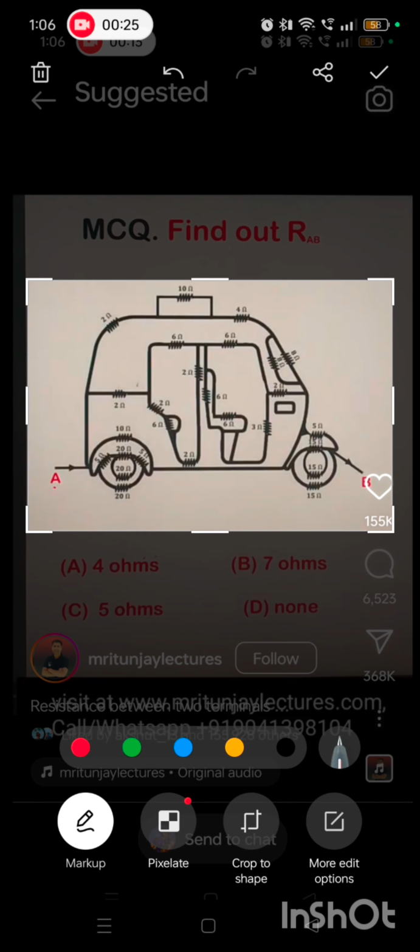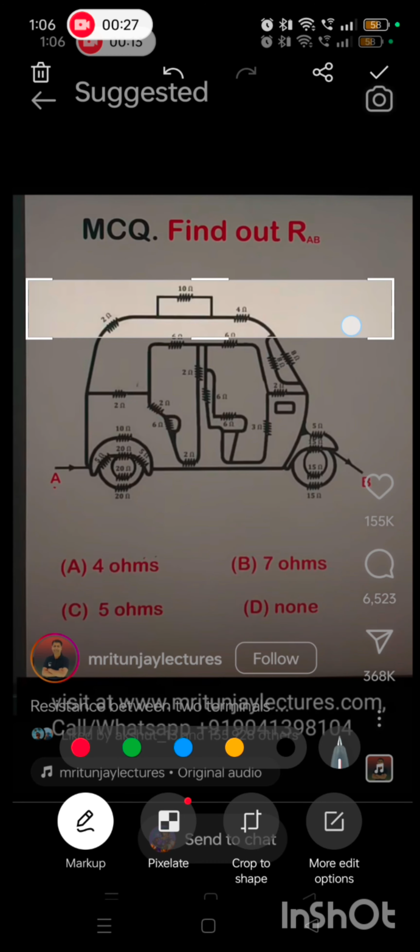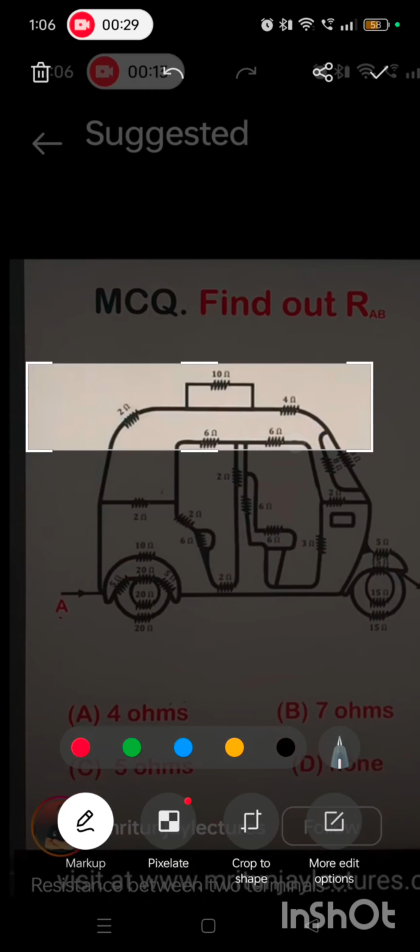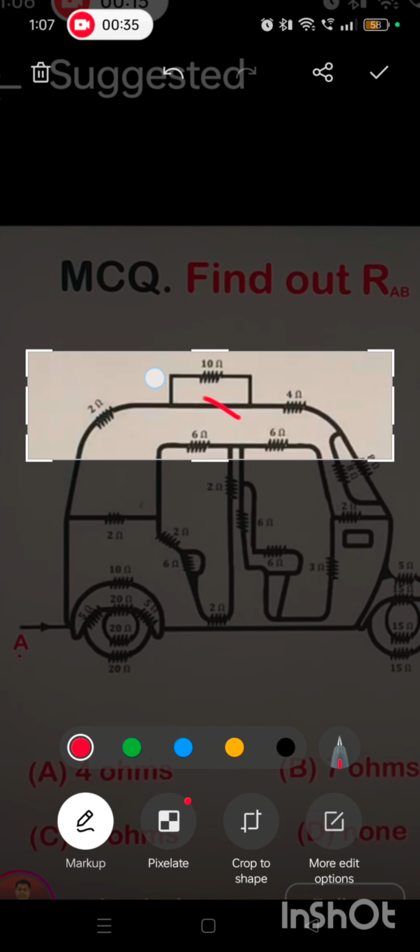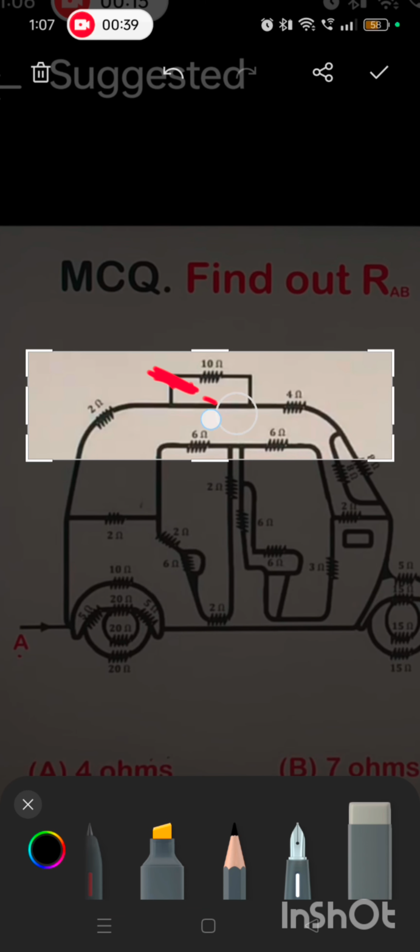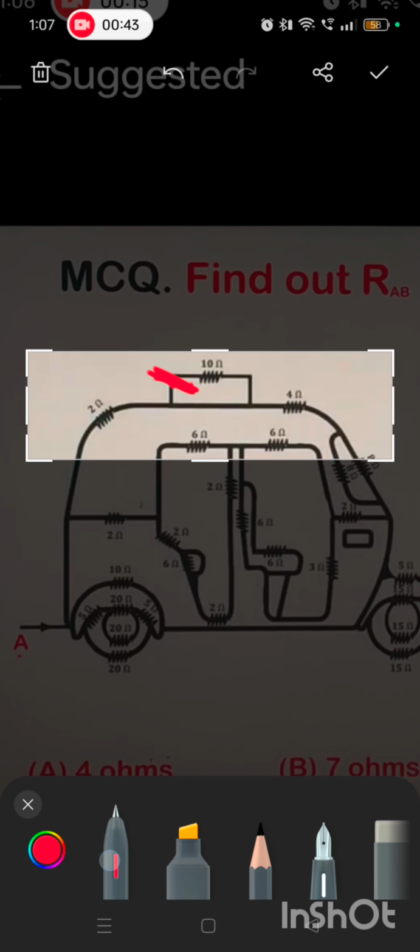First, we are going to solve the top part, which we simply call the chat. Here we are going to have a short circuit, so the 10 ohm part is going to be neglected. 2 and 4 in series make up 6 ohm, right? So these all make up 6 ohm.